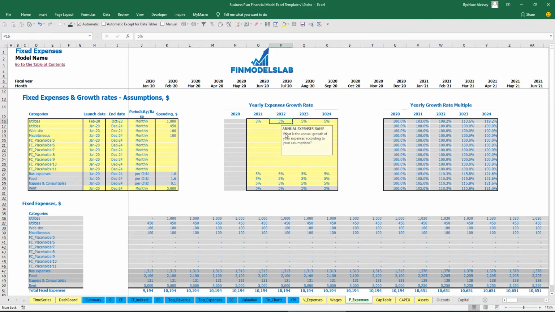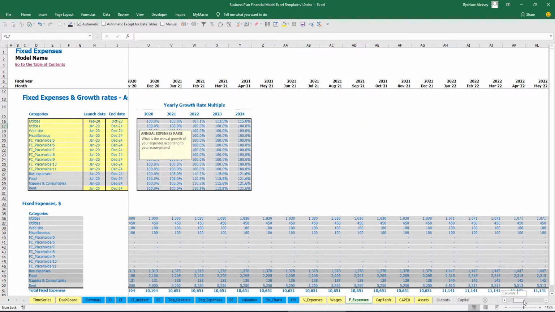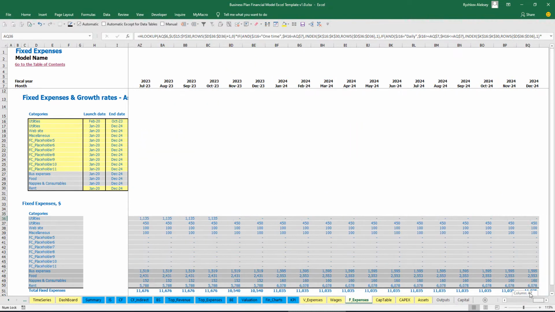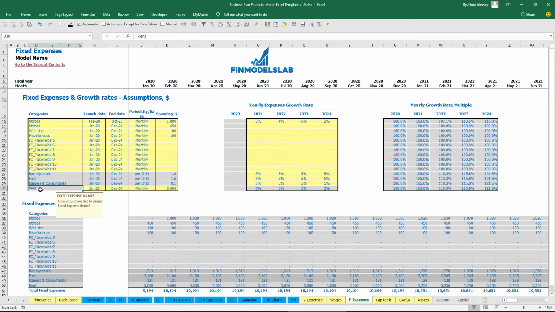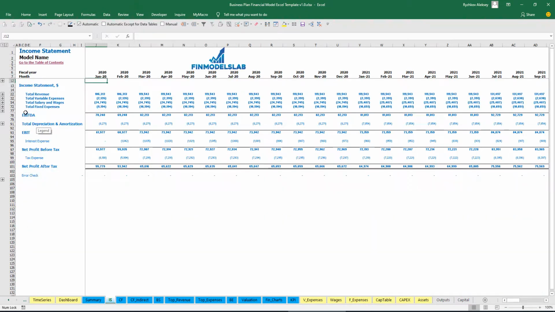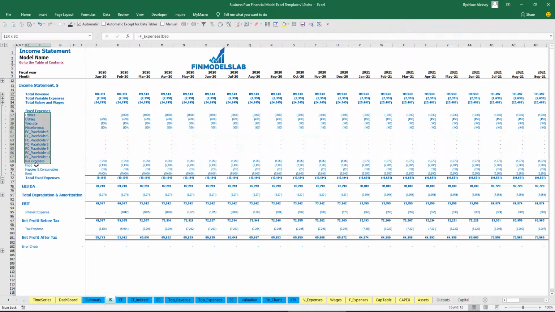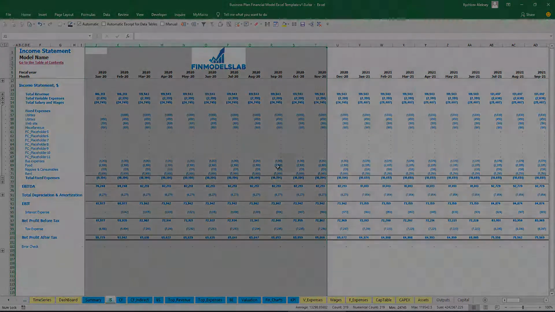You can also change different growth rates across the years, like 4%, 6%, 2%, and you will see that all your calculation will change accordingly. Separately, you can set up also rent, which is a predefined cell, but the amount is also changeable, and growth rates for the rent are also connected to the dashboard. That's why you should not change these gray cells. Once you set up all the fixed expenses, you may see them in the income statement, in the total fixed expenses section, where you may see the breakdown by categories and by months as well.